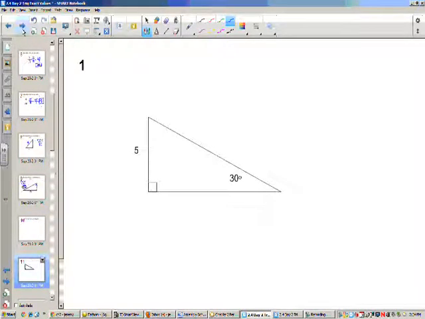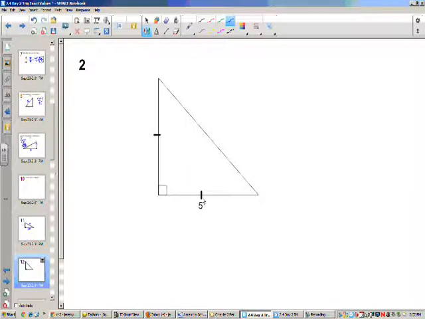All right, here are some examples. I want you to draw this out on your paper, pause the video, and see if you can fill in the other two sides. All right, hopefully you're done. The hypotenuse is twice the short side, which is 10, and this side is going to be root 3 times the short side, so this is going to be 5 times the square root of 3.